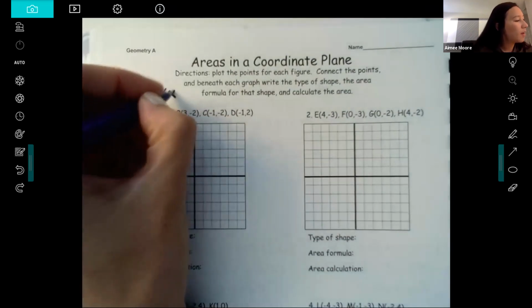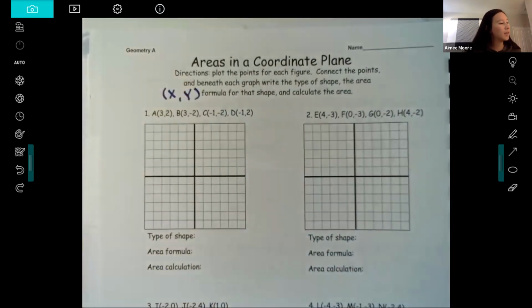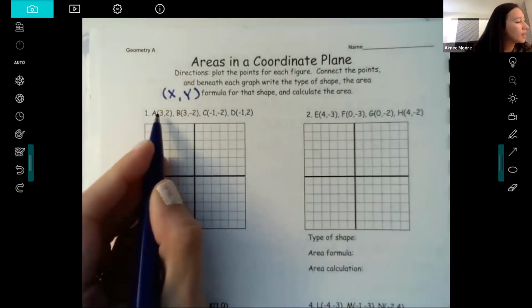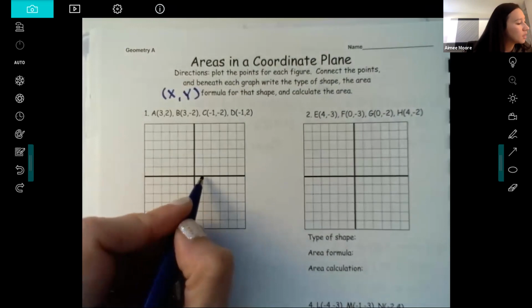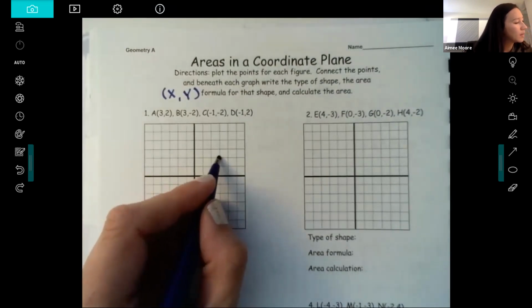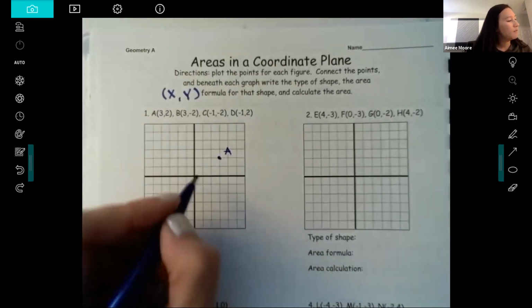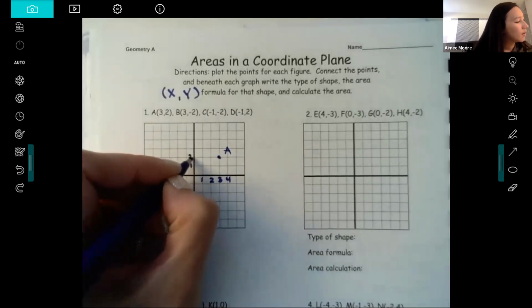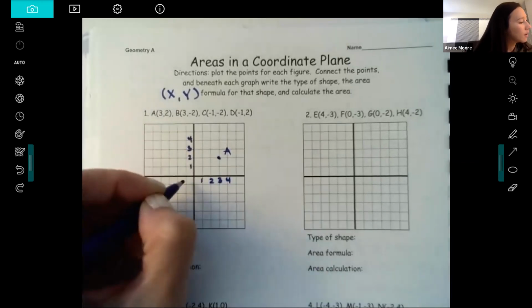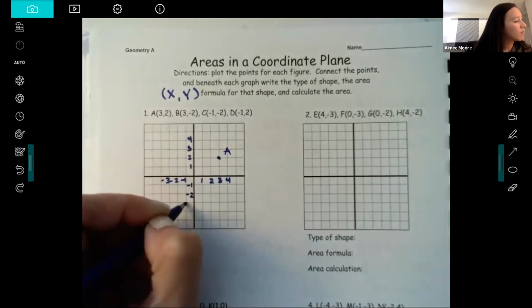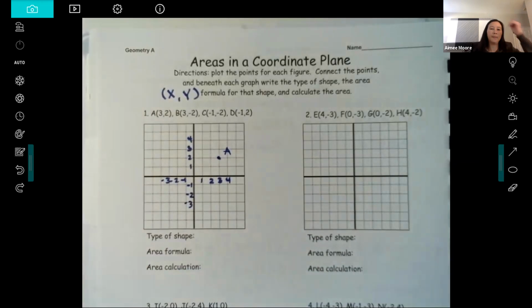So remember when we graph, X and then Y. So our first point A is X is 3 and Y is 2. So we go over 1, 2, 3 and go up 1, 2, and that's A. If you want to, you can label. Any questions how I graphed A?